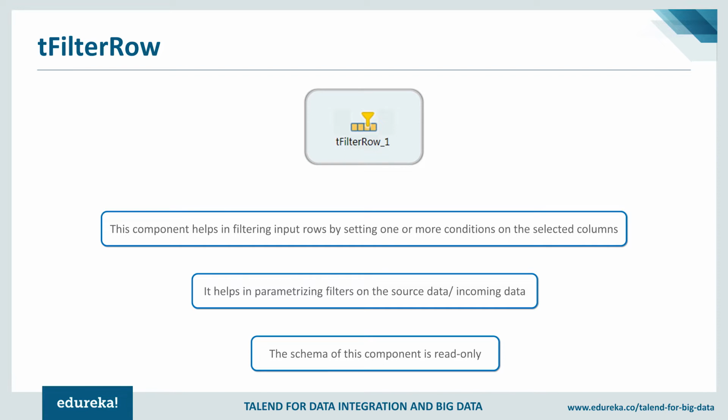The schema of this component is read only. Whenever you take the source data, the same schema will be copied along with one error reason. Whenever your filtered data is rejected, you should know for what reason it is rejected. Maybe I'm giving 5 conditions and I got 5 rows rejected. All 5 rows can be rejected for different reasons. I need to know the reasons, right? So there will be one read-only schema column in tFilterRow, which is the error message.